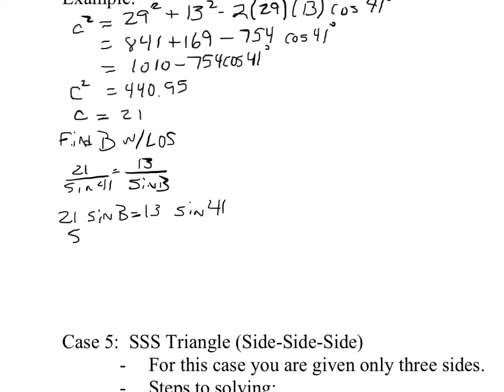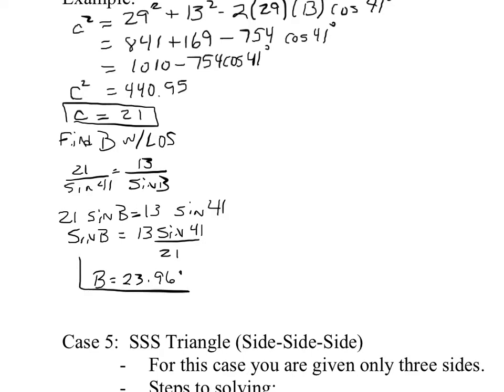Okay, so sine of B equals 13 times the sine of 41 divided by 21. Taking our inverse sine, and because we know this is going to be an acute angle, we don't have to consider the other option. B is going to equal 23.96 degrees.